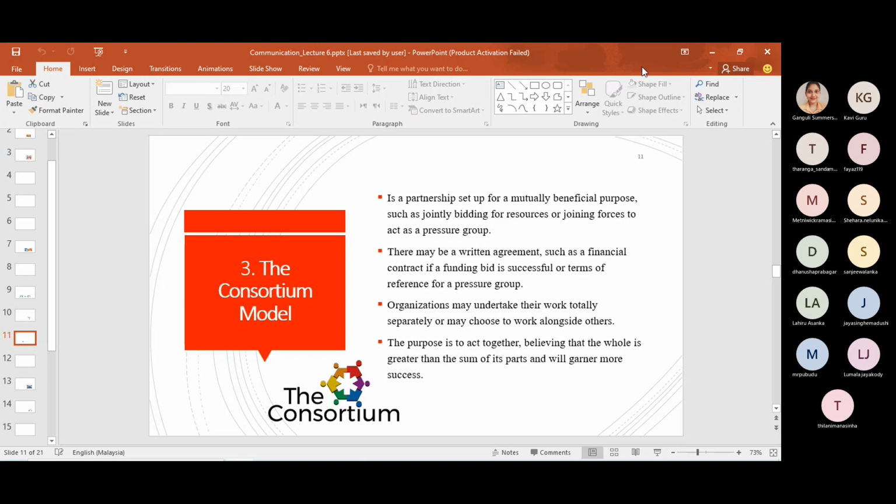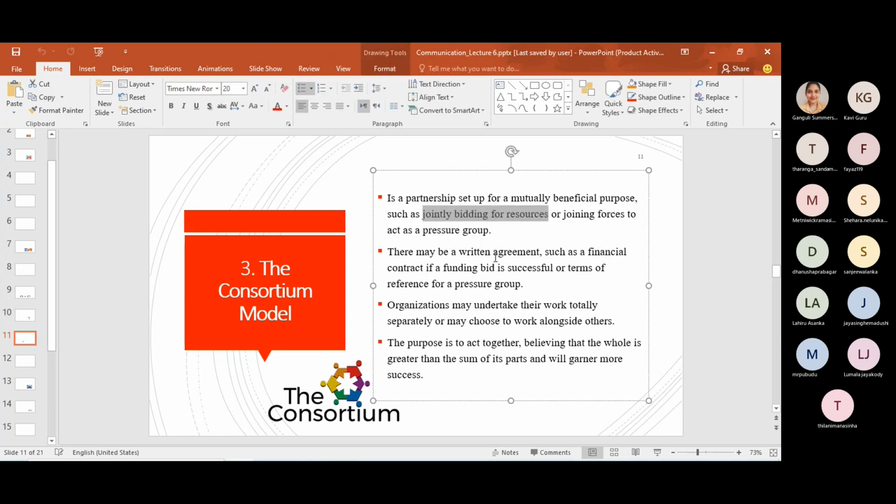So how can all the partners be mutually benefited? For example, through jointly bidding for resources. Bidding means auctions. We call auctions 'vendesi' when we bid for certain things. So bidding means that kind of auctions.